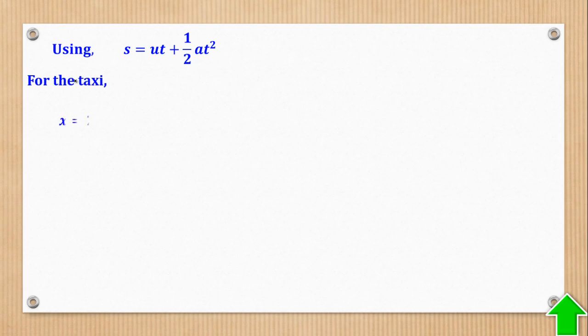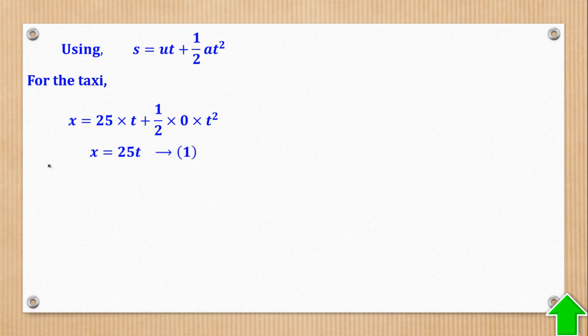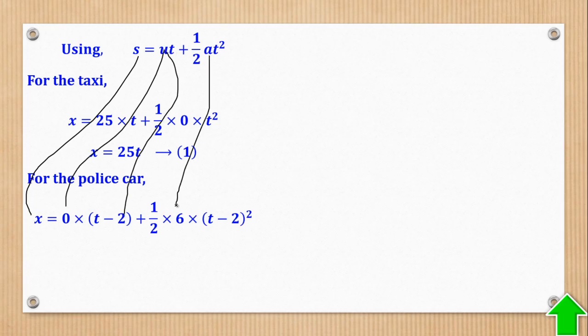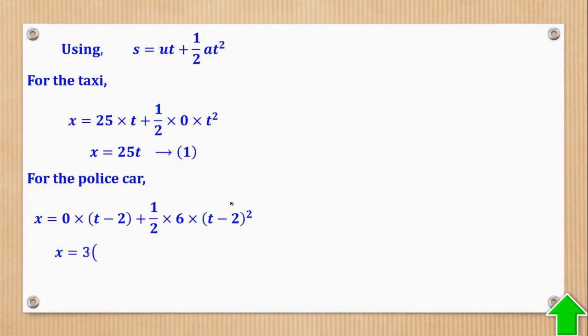So for the taxi, we shall have x as the distance, initial velocity as that, acceleration as 0, because they said constant speed. Then for the police car, we use the second equation of motion. S is x, u is 0, time is t minus 2, a is 6. So expand to get two equations.